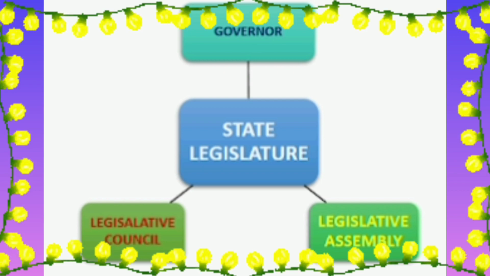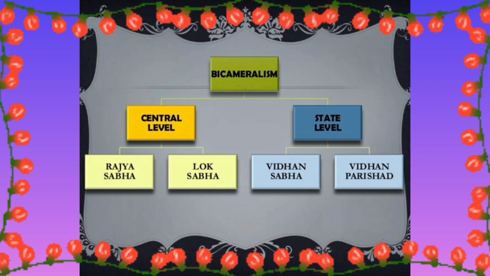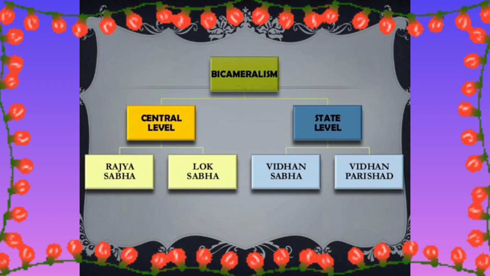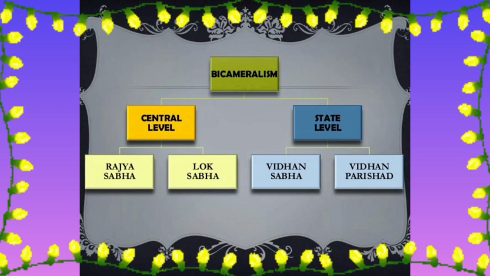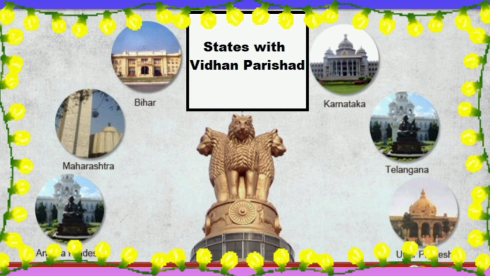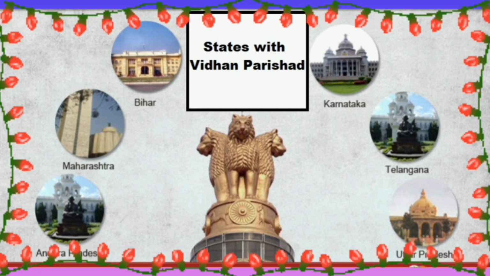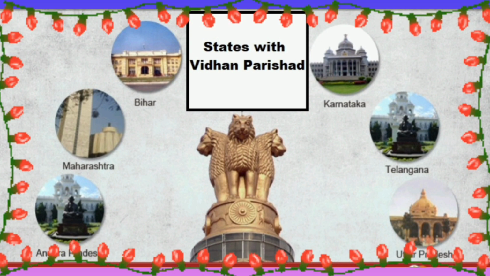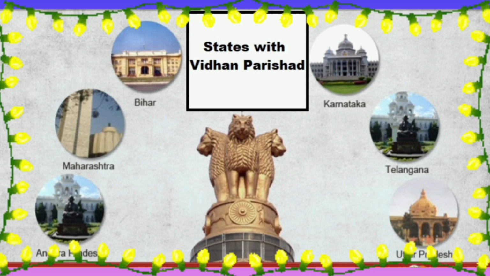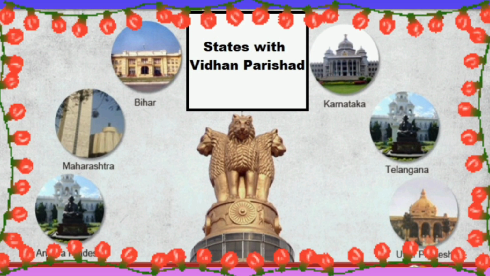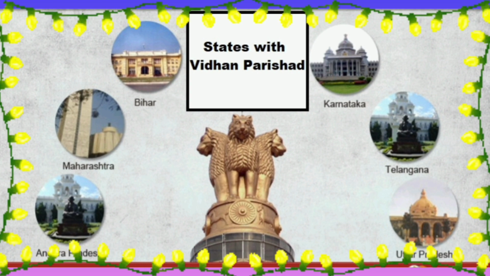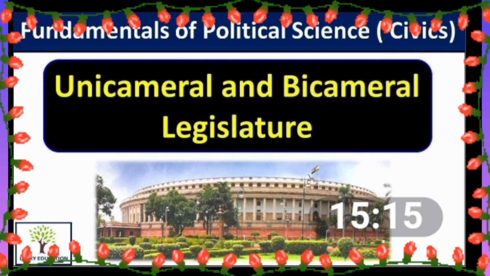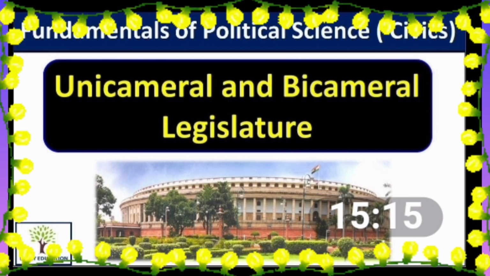The Vidhan Sabha is also known as the Legislative Assembly, and the Vidhan Parishad is known as the Legislative Council. In India, only 6 states have the second house, that is the Legislative Council or the Vidhan Parishad. Such states that have got 2 houses are known as bicameral legislatures. The states that have just one house are known as unicameral legislatures.